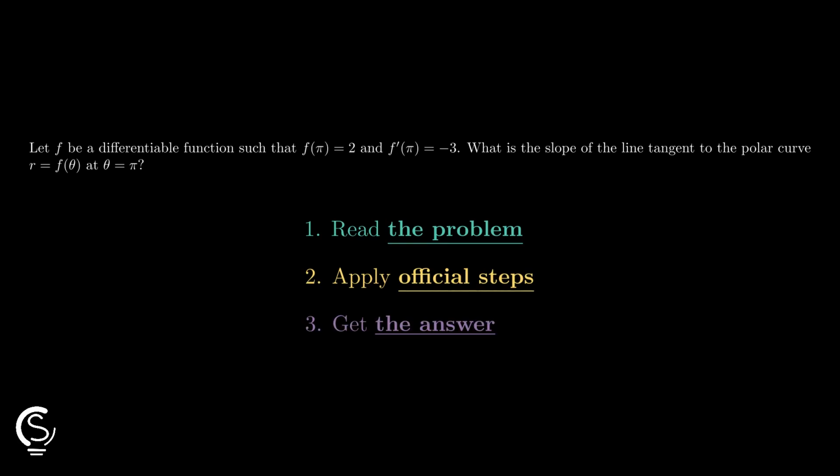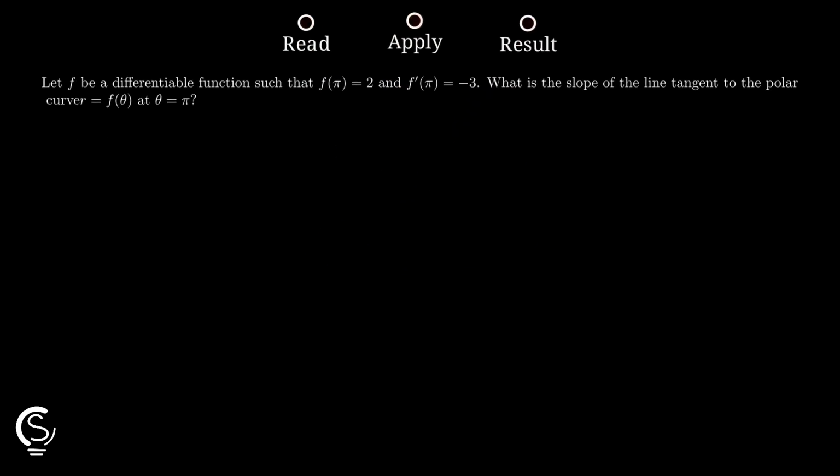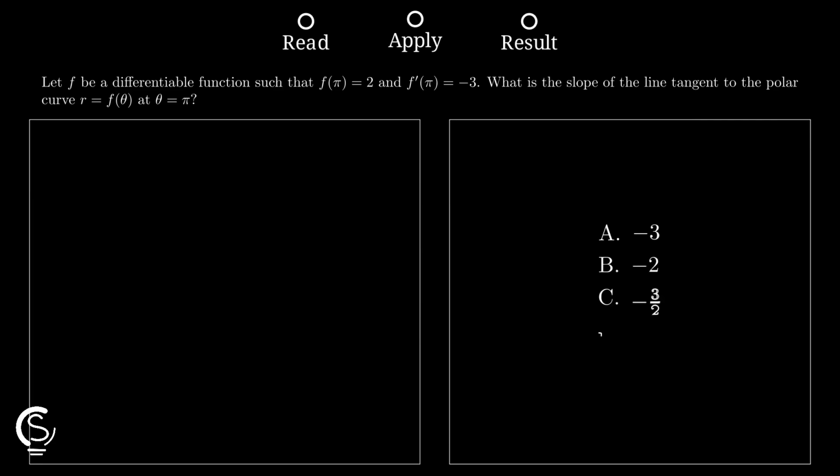Finding the slope of a polar curve at a specific point is actually super fast if you know the right formula. Let's solve this now. First, we need the polar slope formula, which relates dy/dx to the derivative of r with respect to theta. We use the product rule on our x and y coordinates.